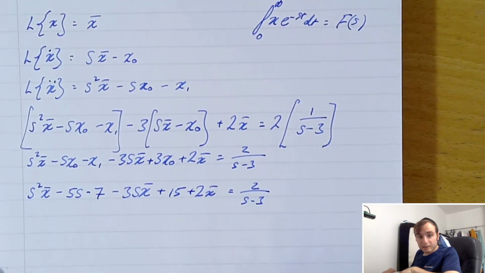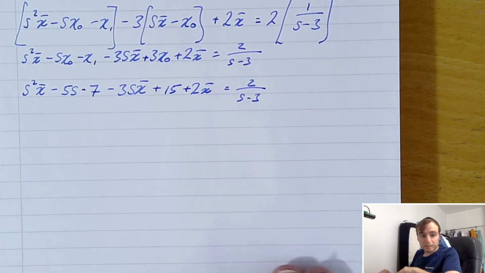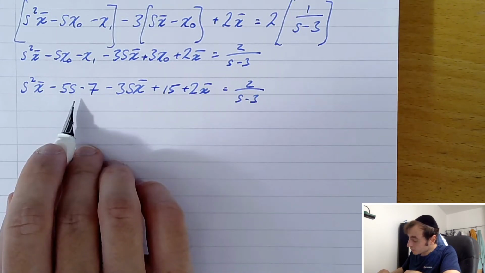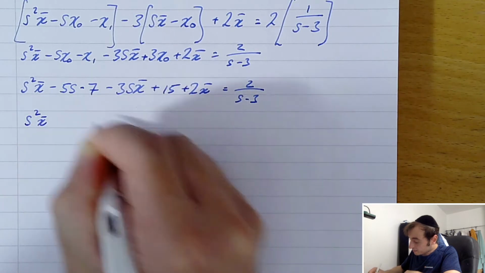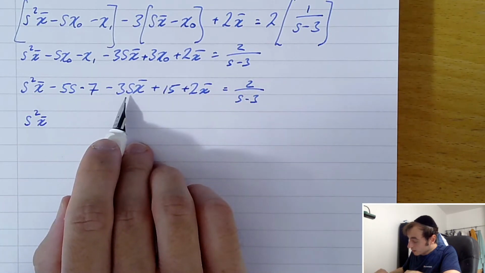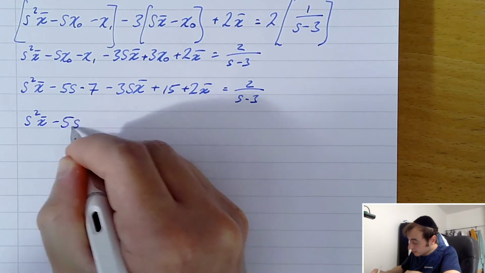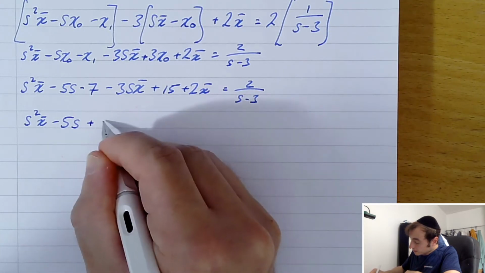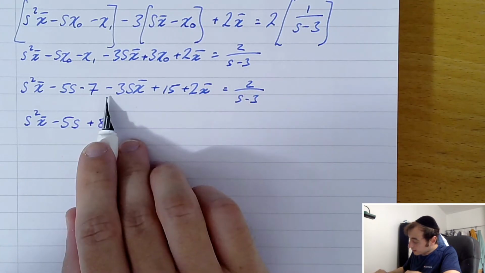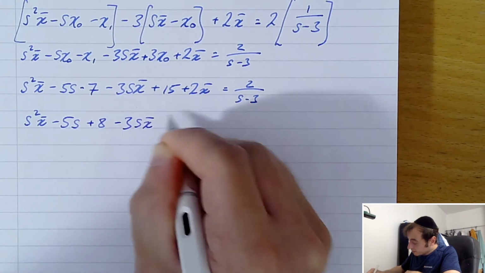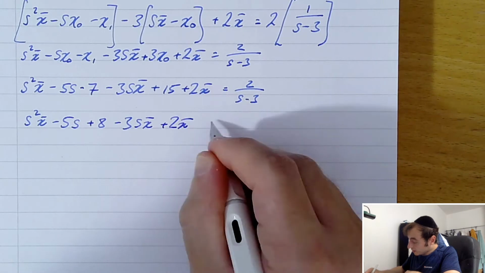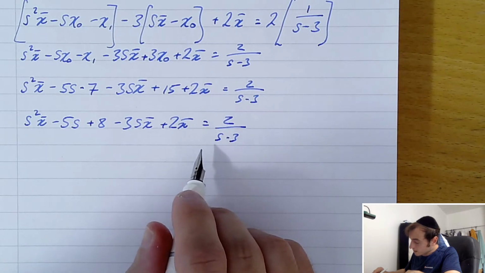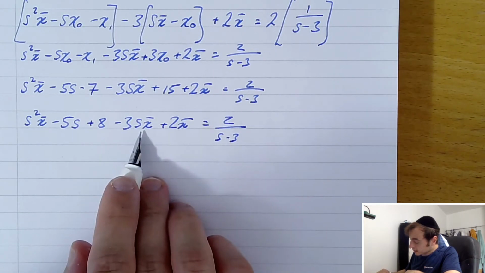Okay, so now let's simplify that a little bit more. So we can say s squared x bar minus 5s minus 7 plus 15, which is 8, minus 3s x bar plus 2x bar equals 2 on s minus 3.